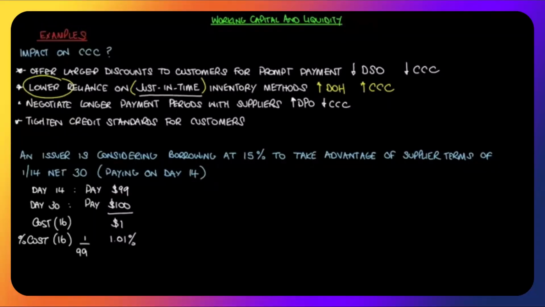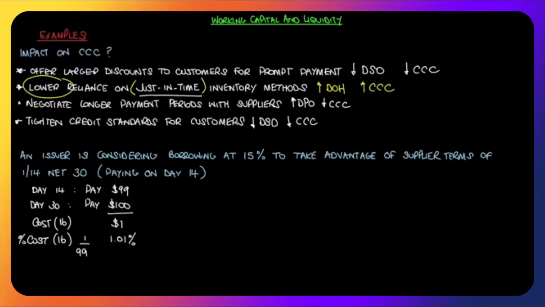And you could tighten credit standards for customers. Don't take on people who you think are going to take a long time to pay. That should leave you with customers who pay quicker. Should bring down your days of sales outstanding and reduce your cash conversion cycle. If you get those, you're in business.